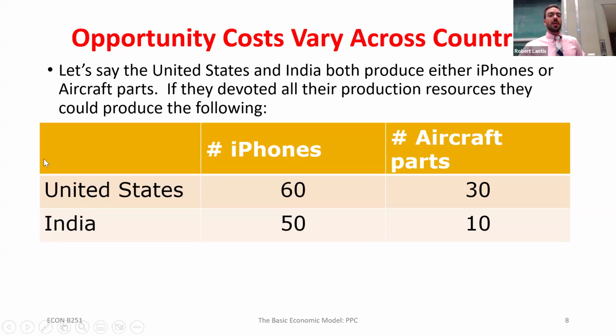These numbers represent that if the United States is putting all of their resources towards iPhone production, they can produce 60. If they put all of their resources towards aircraft production, they can produce 30. So this is either or. It's not at the same time. It's all of their resources towards this one good. Same thing for India. So if I look here, who has the absolute advantage in iPhone production? US, right? If they put all of their resources, they can produce 60 as opposed to 50. What about aircraft part production?